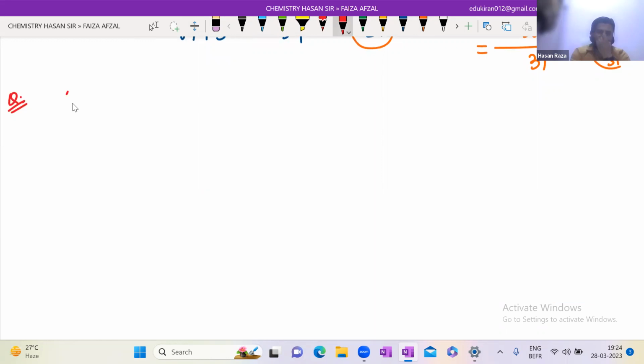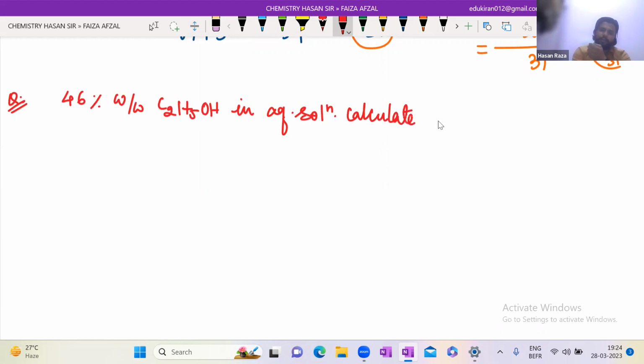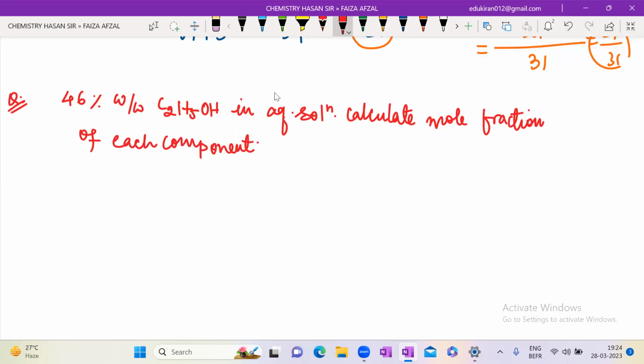So my next question is 46% weight by weight C2H5OH in aqueous solution. You know what aqueous solution means, right? Yes, sir. Calculate the mole fraction of each component. Please do it. I'm waiting.